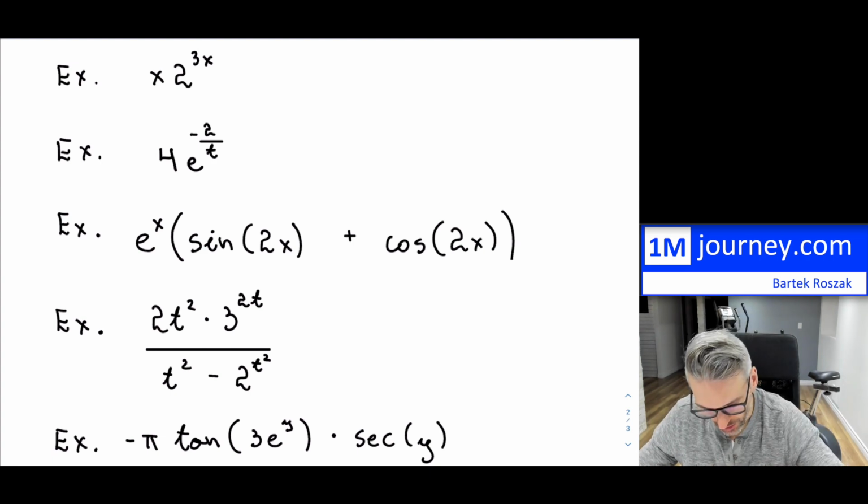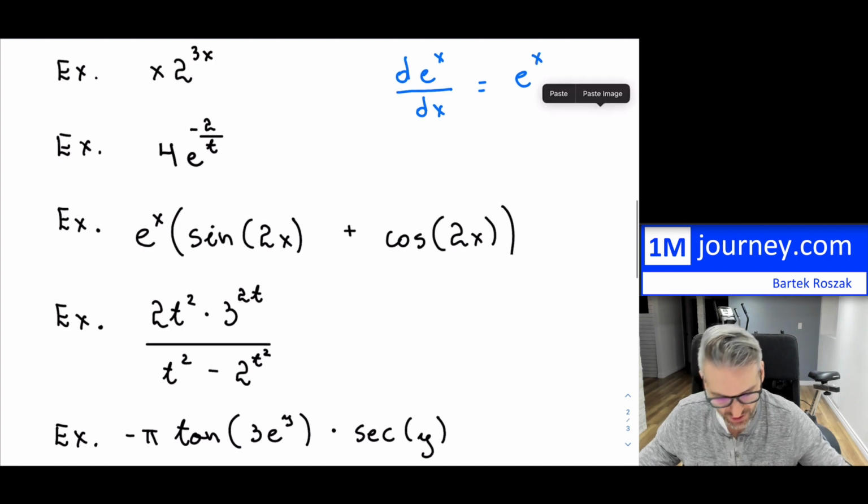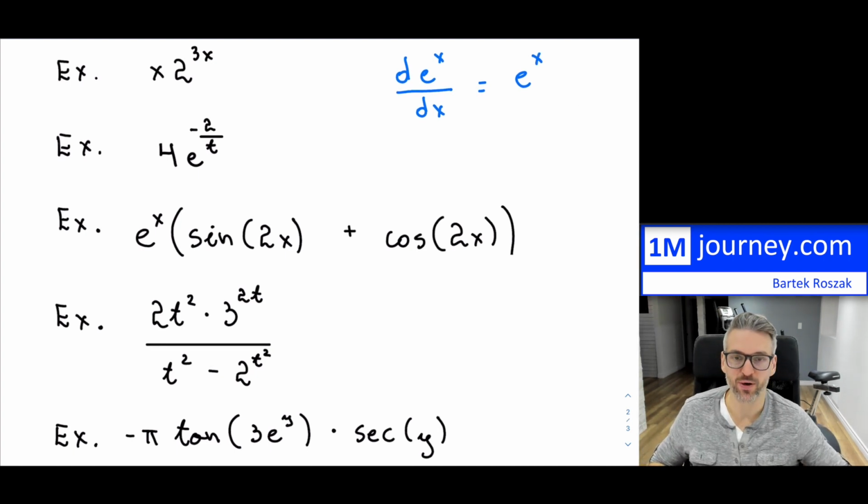So I'll write it here on the side just so that we don't forget. For example, the derivative of e to the x, we know that this is just e to the x, and I've shown you how that actually comes about. It's an amazing result with respect to the derivatives. I can put up a link up above there.